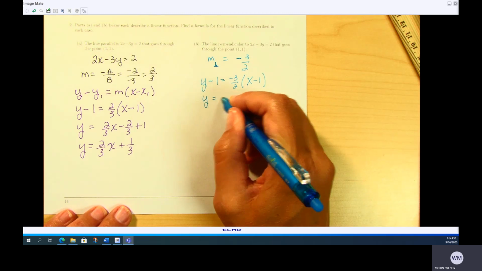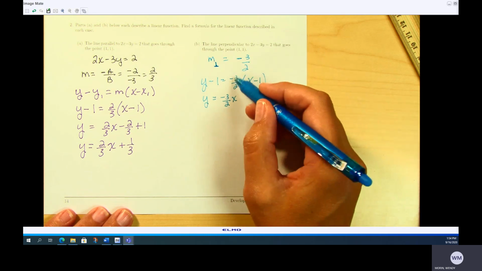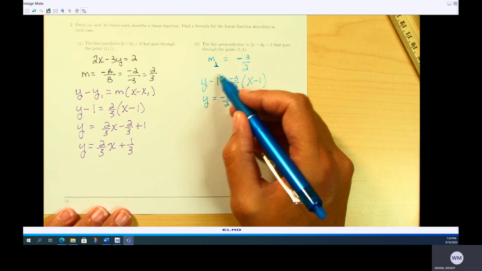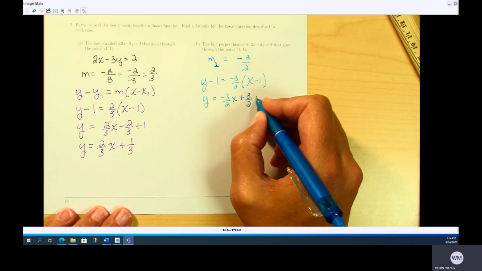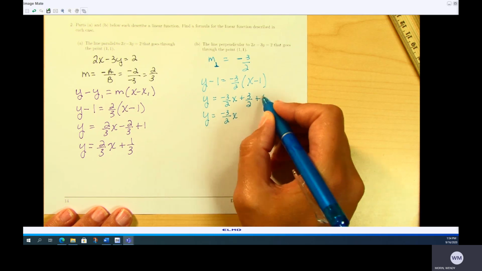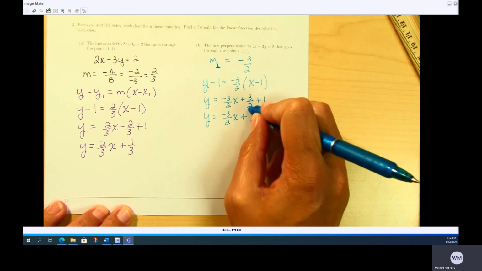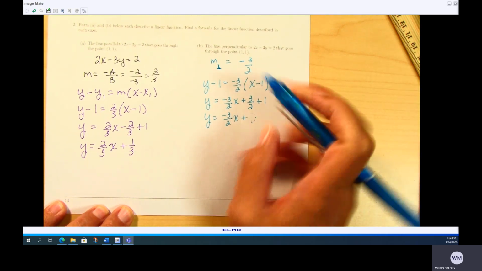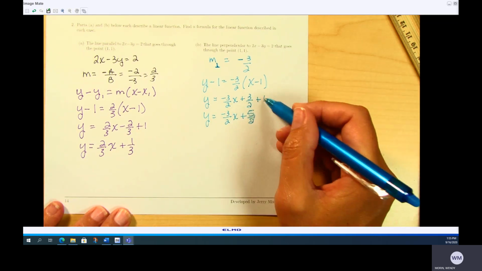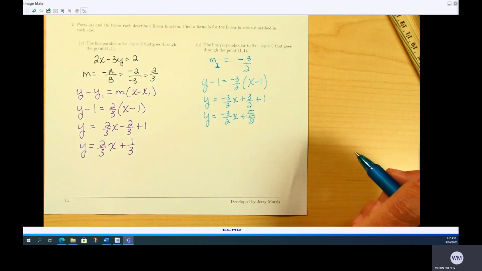Solve for the y. A negative times a negative is a positive 3/2. I'm going to add this 1 from the other side. So I get y equals a negative 3/2 x plus 5/2. Almost wrote 5/3. Plus 5/2. 2/2, you get 5/2. Now, what if they asked you for standard form?